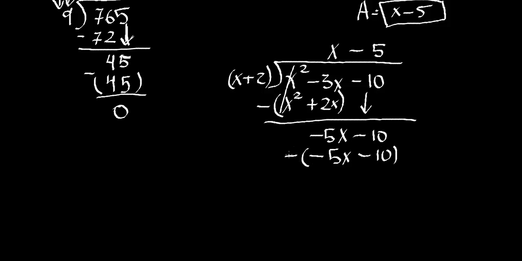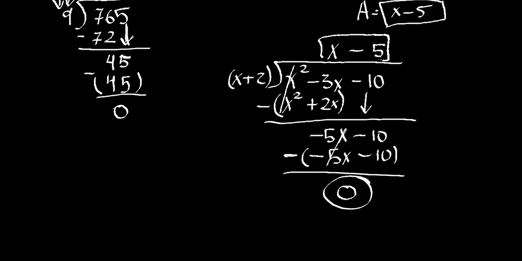Remember to always put the minus sign. You are subtracting. Negative times negative is a positive, so negative 5x plus 5x cancels, you get a 0. Negative 10 plus 10, that's a 0. So you're left with just a 0, and your answer is a clean x minus 5, okay?